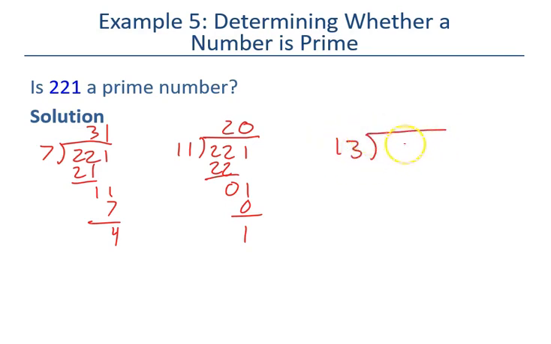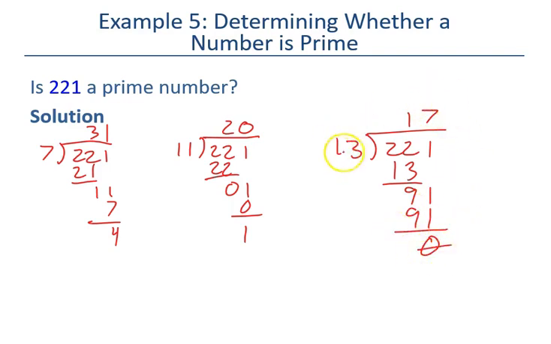Okay, 13, and then we're going to do the 221 again. Well, 13 will go into 22 1 time. Subtract off the 13, and we're going to get 9. Bring down the 1. 13 will go into 91 7 times. 7 times 13 is 91, and then notice we get 0.